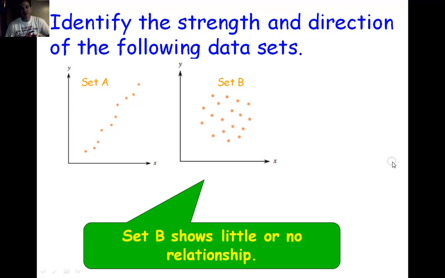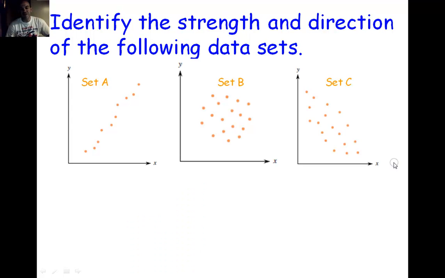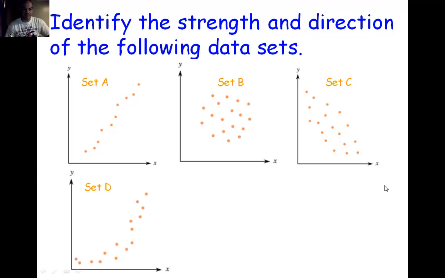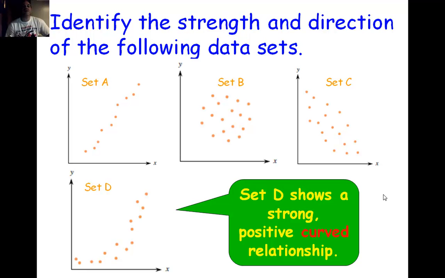Set B looks like there is little or no relationship between the two variables. Set C looks like there's a sort of negative trend in the data there, but the relationship is not as strong as in set A. So it's a weaker relationship, and it's negatively linear. Set D looks to be strong, but instead of linear, it looks to be curvy. So you can see the pattern kind of curving right there.